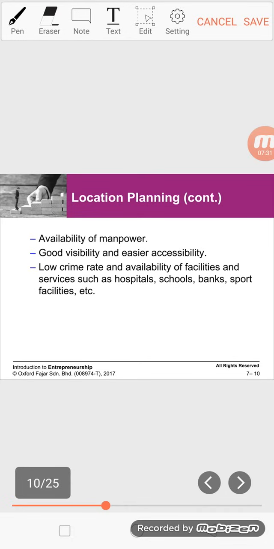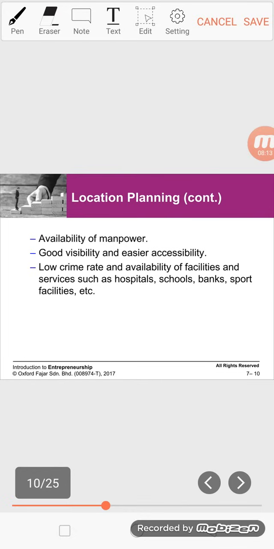Availability of manpower, maksudnya kena ada pekerja yang mencukupi. Good visibility and easier accessibility. So again with the parking spot. Kalau tak ada parking spot pun mungkin in a big city kan, for example Johor Bahru ke or Kuala Lumpur ke, kalau dia dekat dengan public transport, LRT ke, monorail ke whatever lah semua tu kan. And also low crime rate and availability of facilities and services such as hospitals, schools, banks, sport facilities and everything.